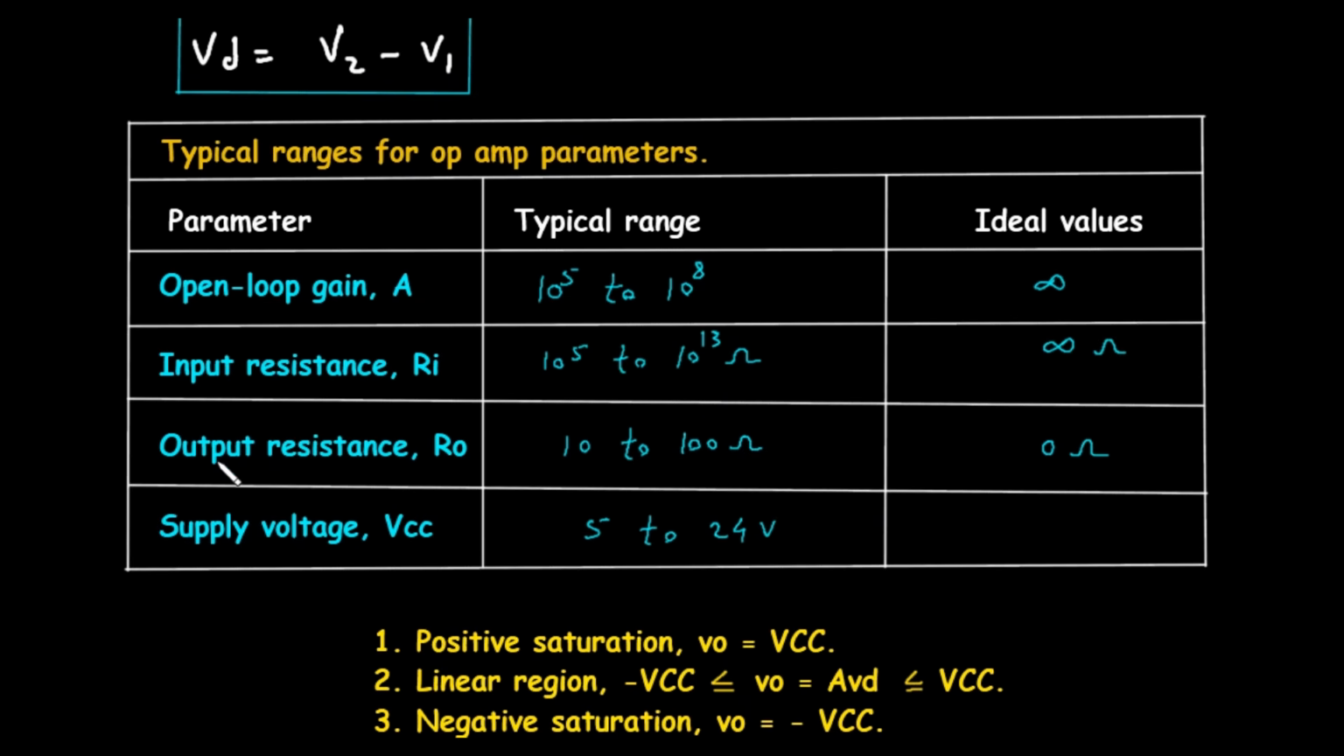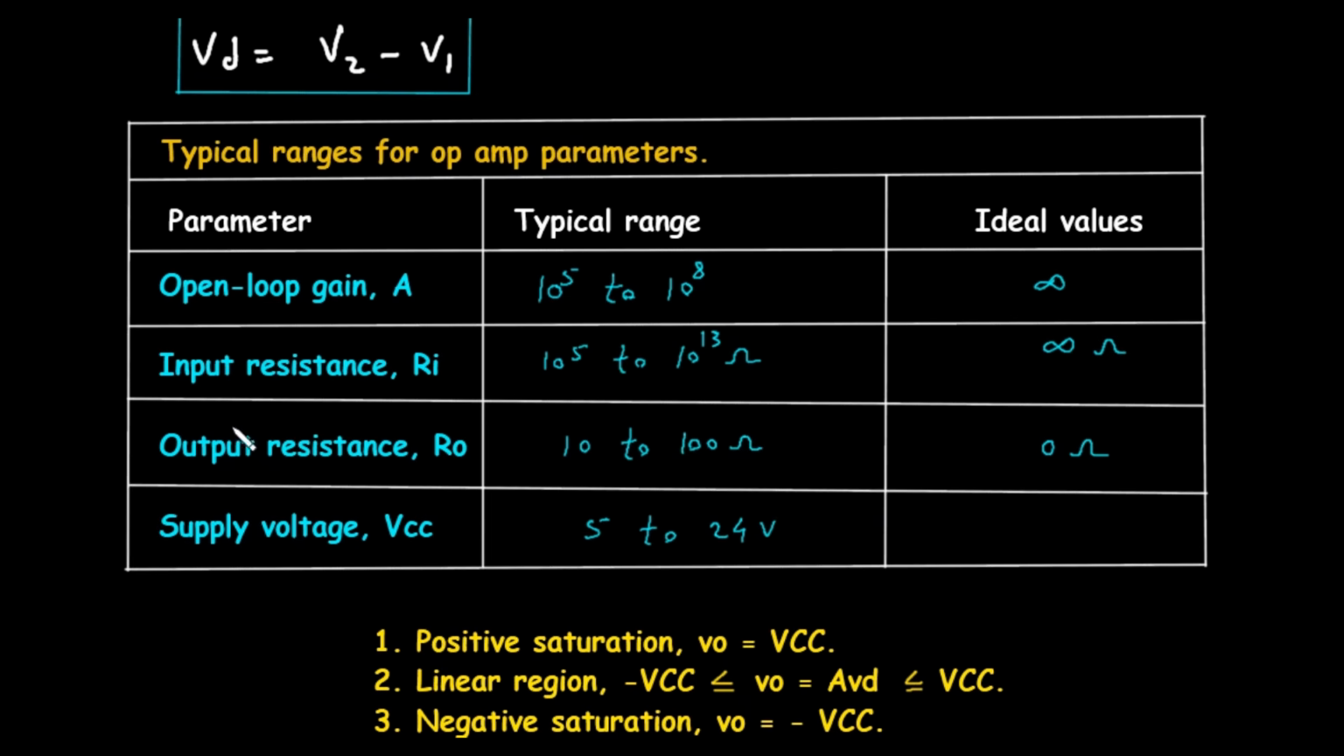Then the next parameter is output resistance. Output resistance is represented by Ro. Its typical or practical range is from 10 to 100 ohm. Now this is very low. Remember that the input impedance should be high and the output impedance should be low.